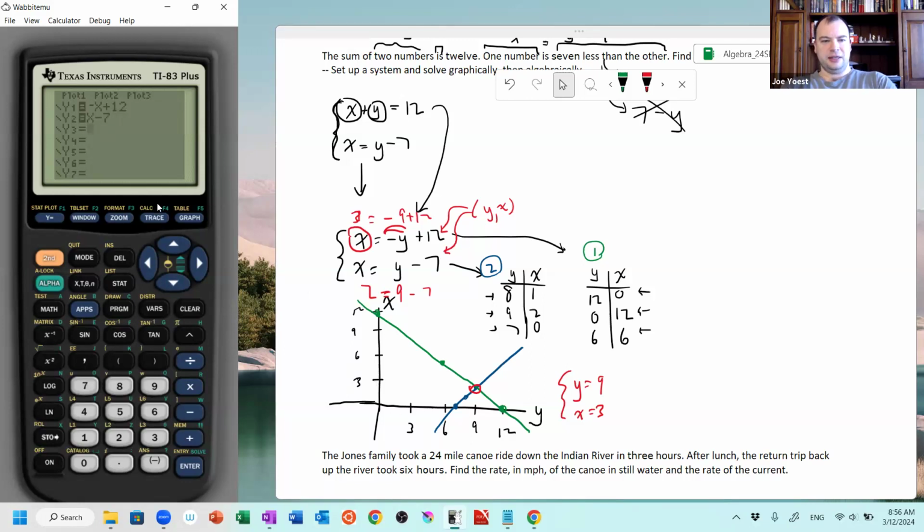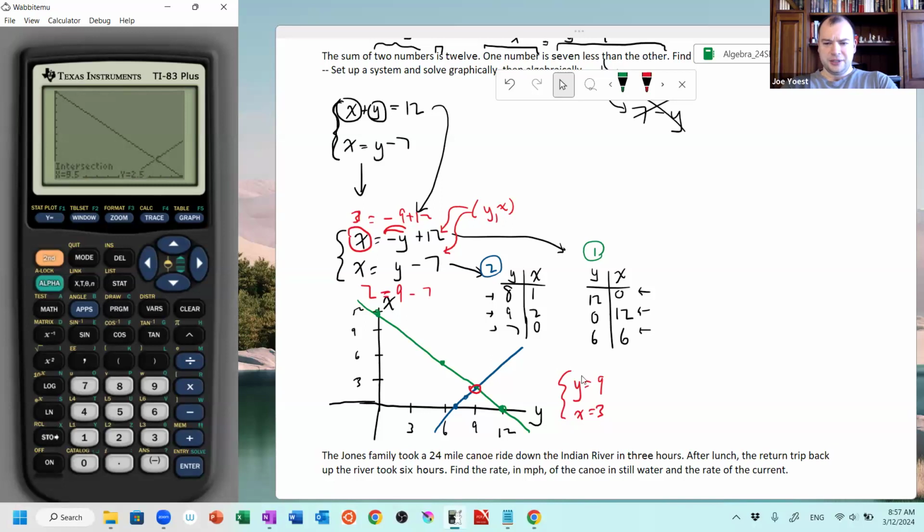And looking at my picture over here, I think a window of something like 0 to 12 on both axes should look pretty good. So let's graph and see if we get a pretty good picture. Then, remember, second trace brings up my calculate menu, go down to 5 for the intersection. I see that it's selected one curve as my first curve. That looks good. The other one is my second curve. And then I just hit enter again for the guess.